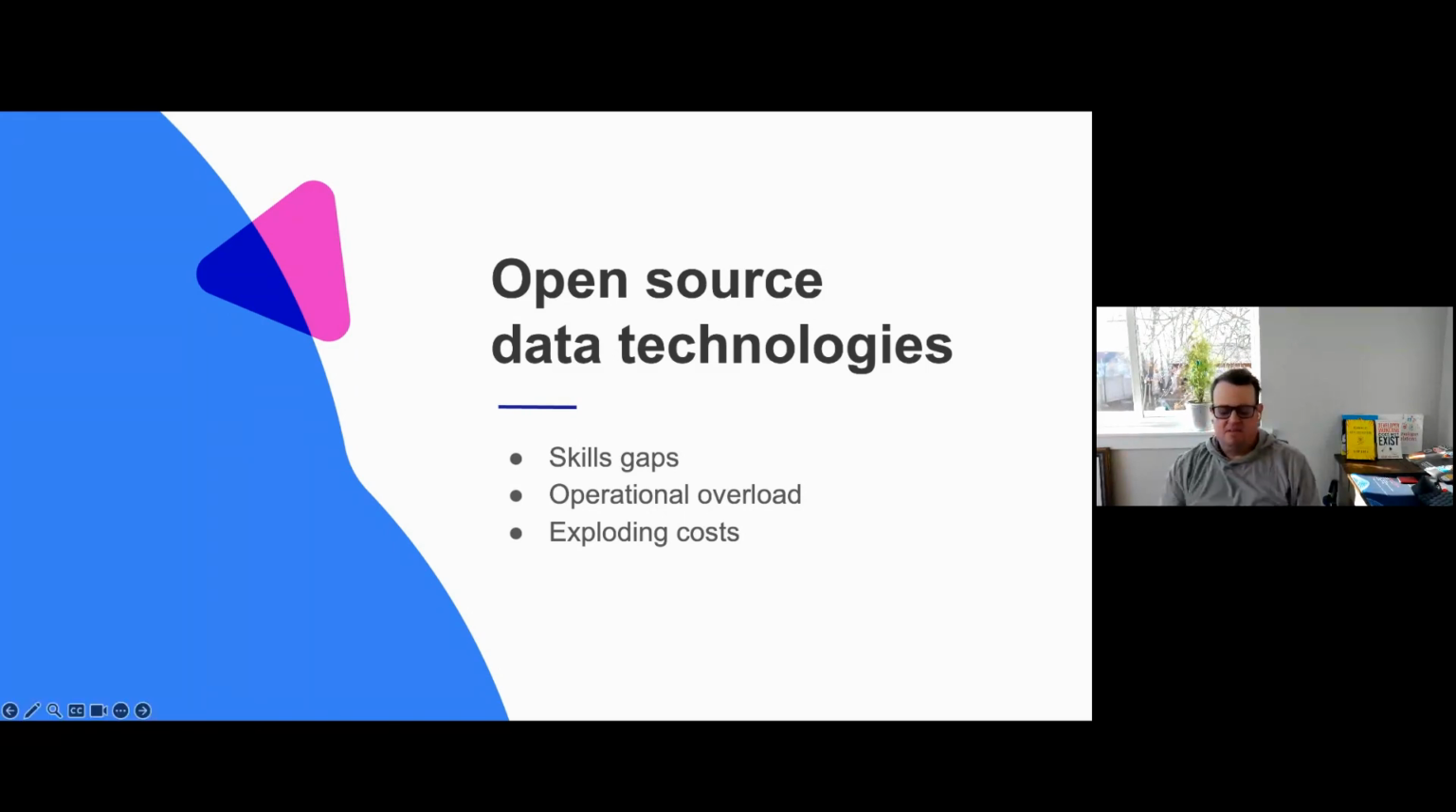As these open source data management tools come more into prevalence and become more crucial to our infrastructure, we've noticed that there are skill gaps. Not everybody can keep up on all of these open source data tools. Operational overload, we're being asked to do more, and to do it faster. And we're seeing the costs go out of control as we start to use these tools. So Spot by NetApp has come up with a solution that addresses this.